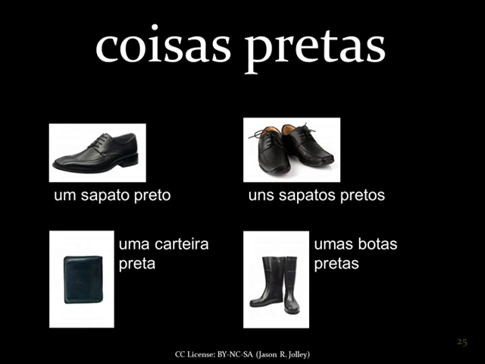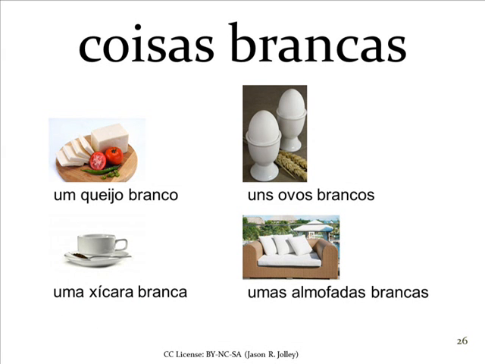So let's start with coisas pretas, black things. We have sapato preto, uns sapatos pretos, uma carteira preta, umas botas pretas. Coisas brancas. Queijo branco, uns ovos brancos, uma xícara branca, umas almofadas brancas. And I'm not going to define what all these words mean. Hopefully you get that from the pictures. Almofadas are the pillows or the cushions.